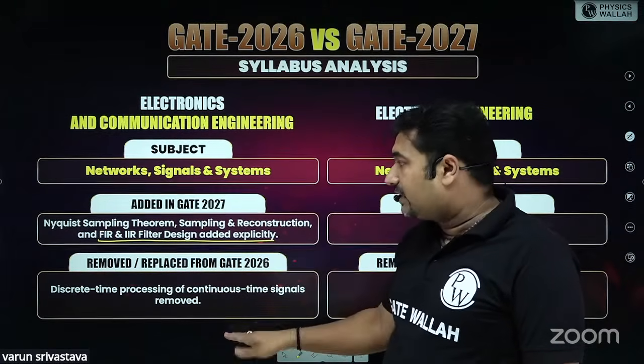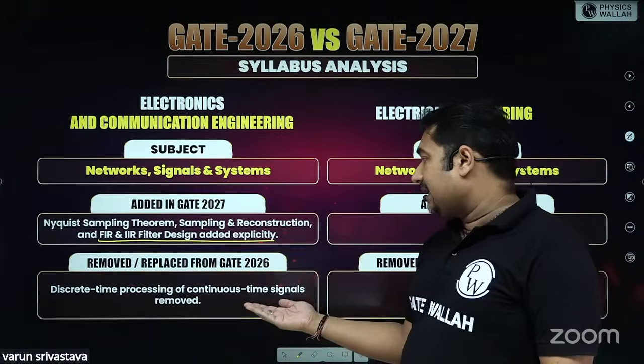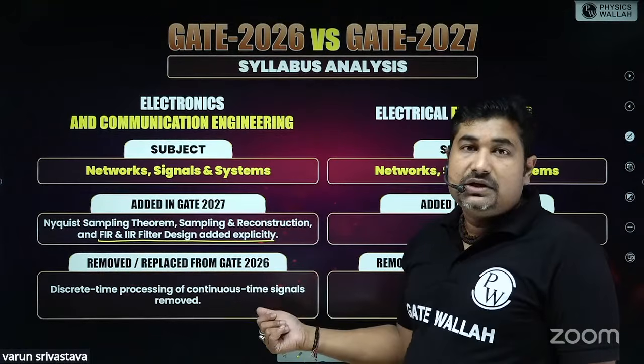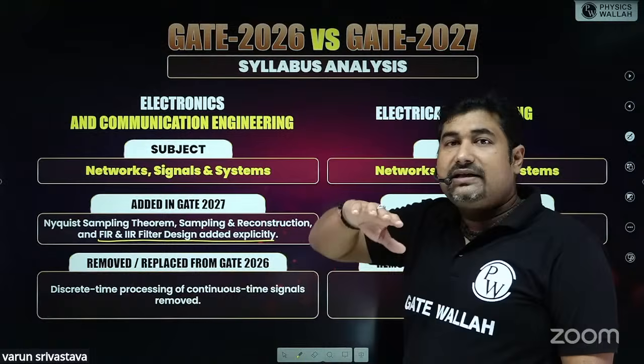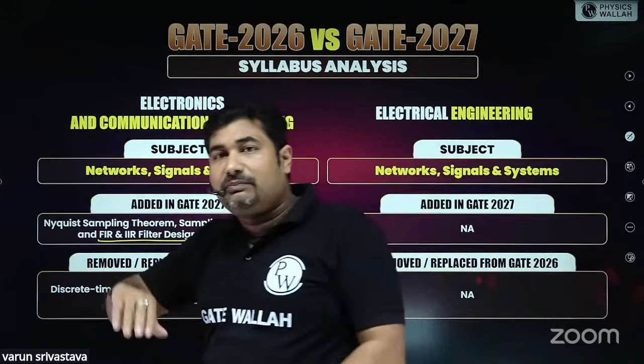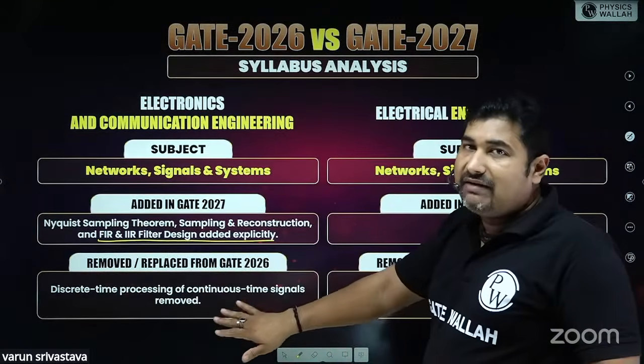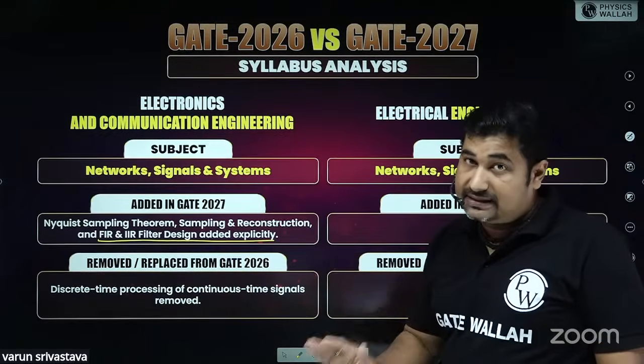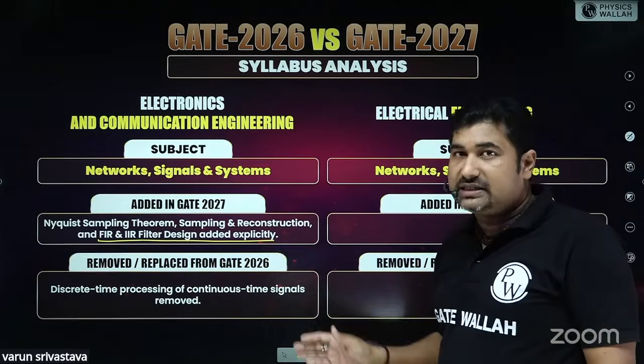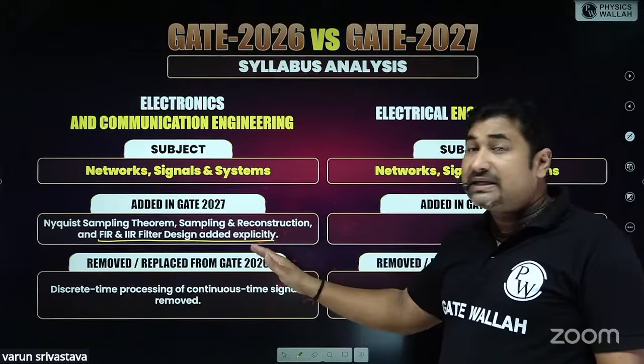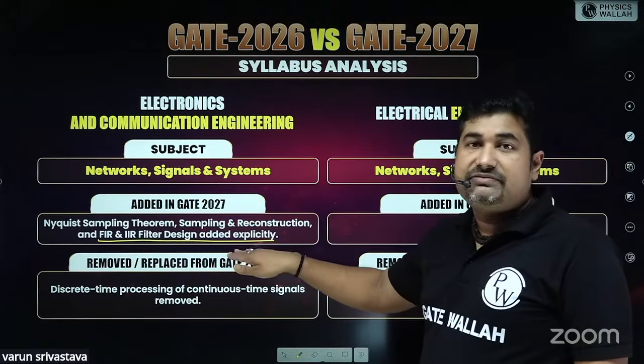And what is removed? Discrete time processing and continuous time signals are removed. So for those questions based on the discrete, if they are available in the PYQ, you can have a look over them. Maybe they may ask, because that also belongs to the digital portion of digital signaling, but it's the process of design which is being added.